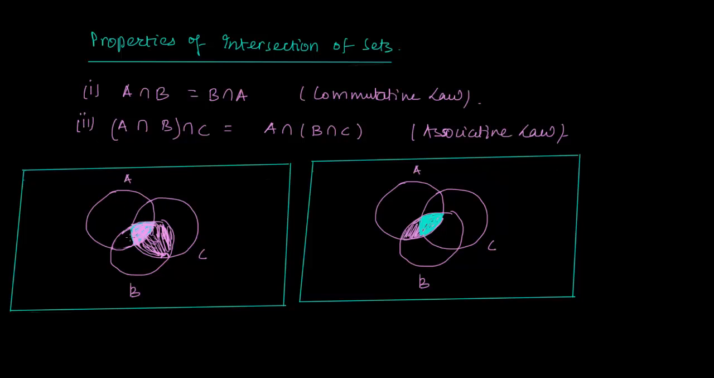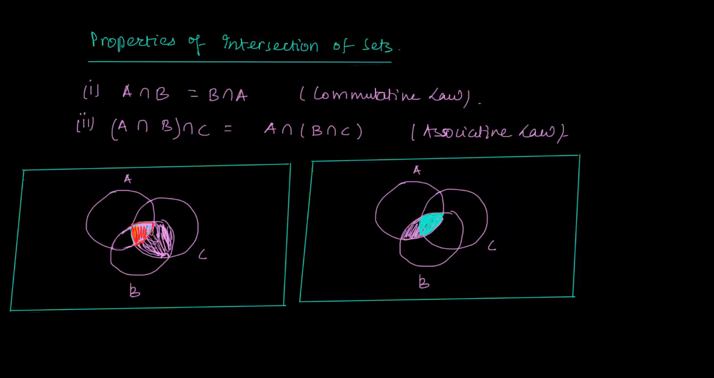B intersection C, and now I try to intersect A with it. Now, what is the area that is common to both this purple shaded one and to A? It is this. Maybe I'll take red. So what is the area common? It is this and this, is it not?